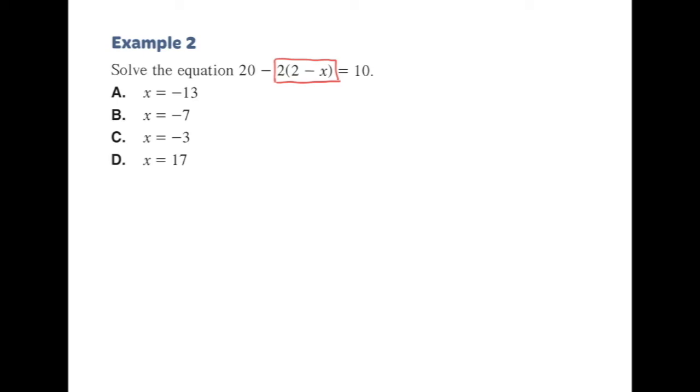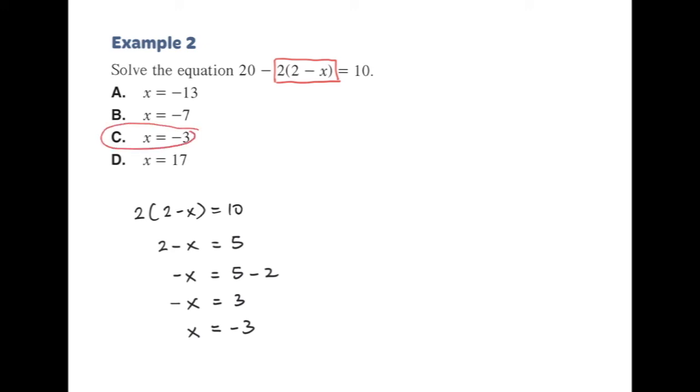So, let's solve this equation. 2 times bracket 2 minus x equals 10, which is much easier to handle, right? We have 2 minus x equals 5. Next, we transpose the 2 from left to right. We have negative x equals 5 minus 2, and negative x equals 3. Finally, x equals negative 3, and the answer is C.